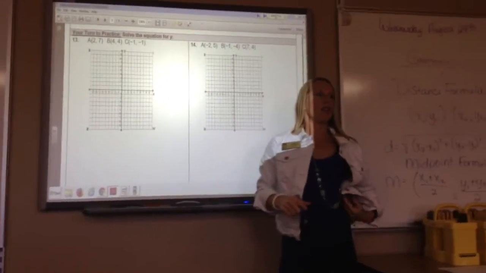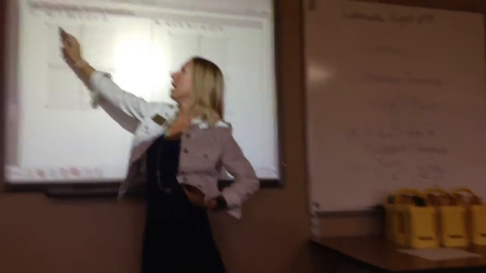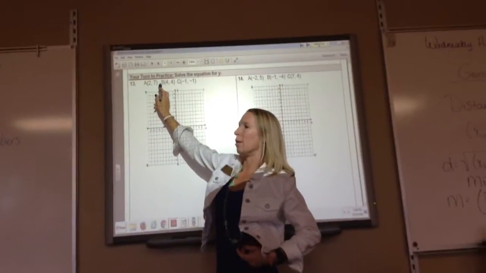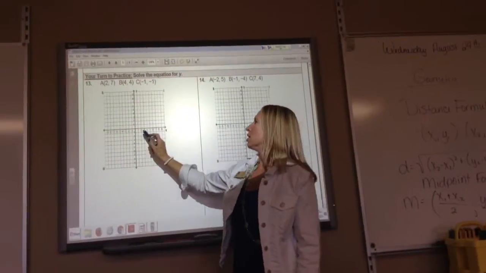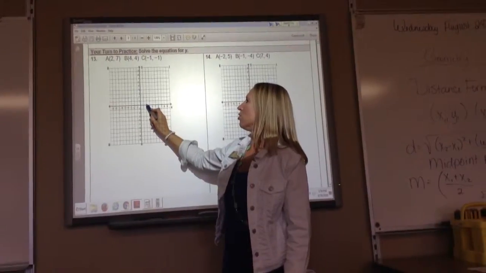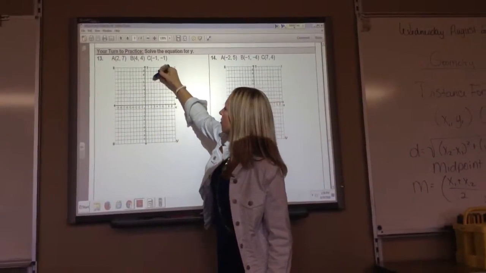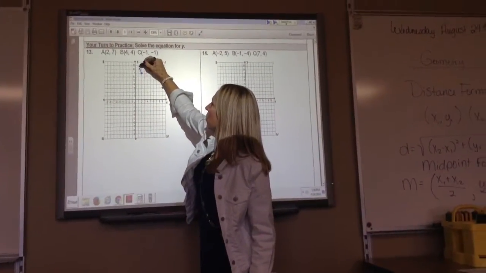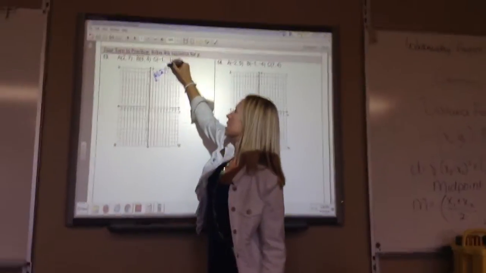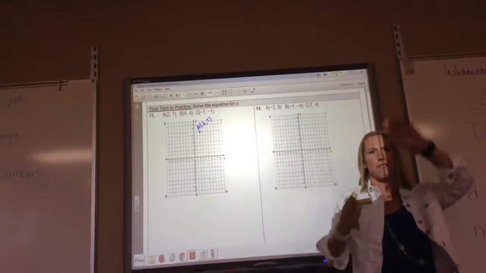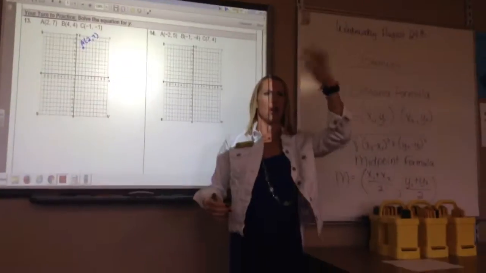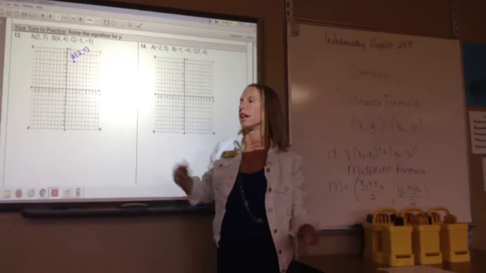Okay, so number 13. First I'm going to graph point A. And that's at 2, 7. So that means I got to go to the right 2 and up 7. I'm going to put point A, and I'm going to go ahead and put 2, 7 there, because then when I find the distance, that way my point's right there, and I'll know what the x's are, what the y's are, and I can subtract them.